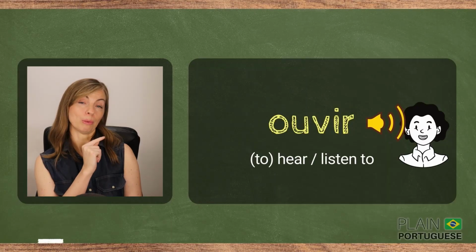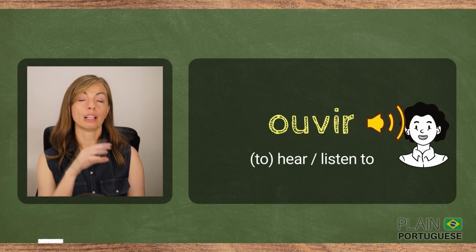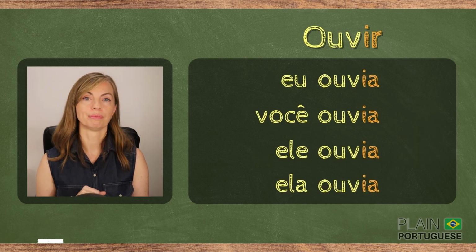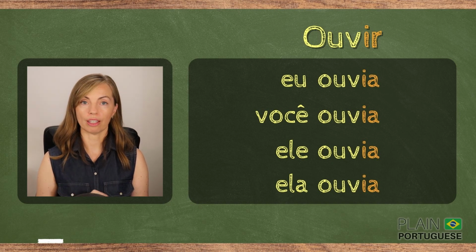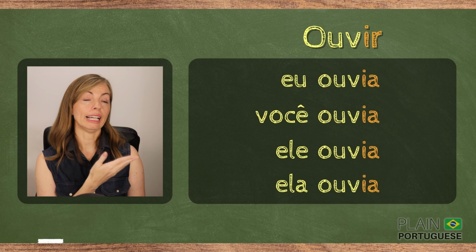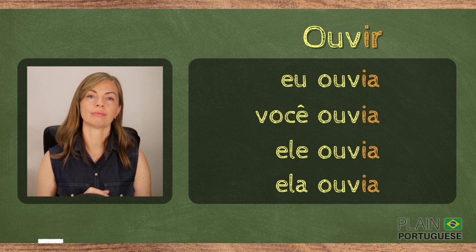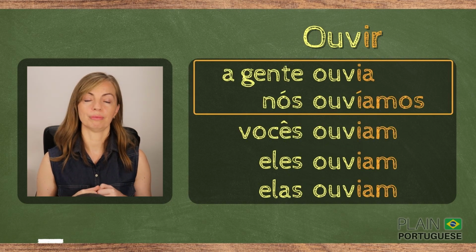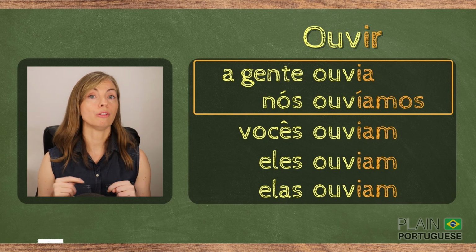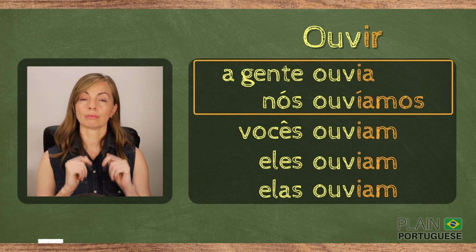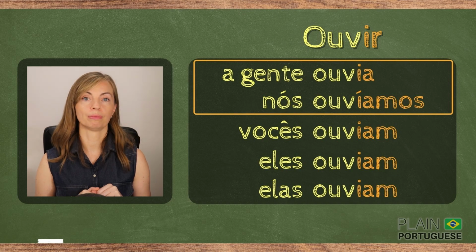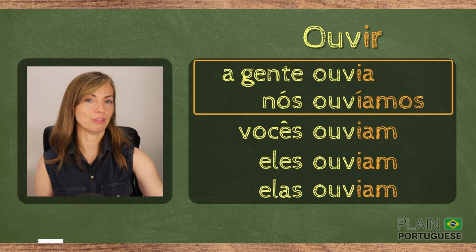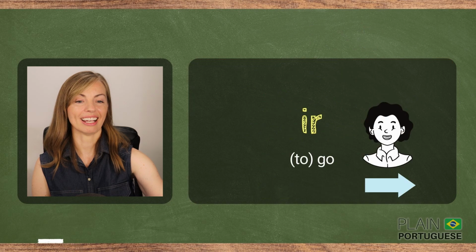Yes, so then let's see what happens with ouvir, to hear. Ouvir. Drop the final IR and make the changes. Eu ouvia. Você ouvia. Ele ouvia. Ela ouvia. A gente ouvia. Nós ouvíamos. Vocês ouviam. Eles ouviam. Elas ouviam.